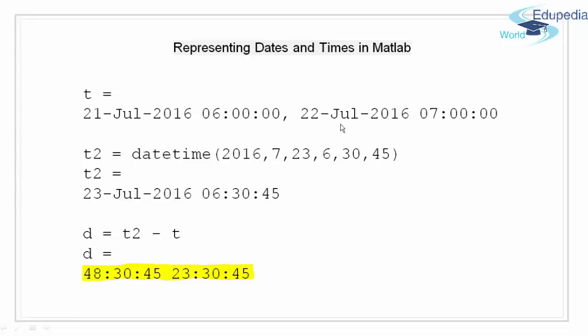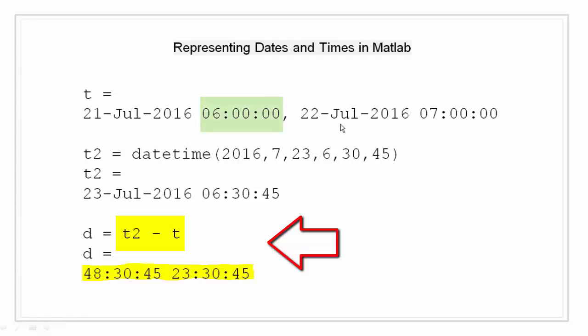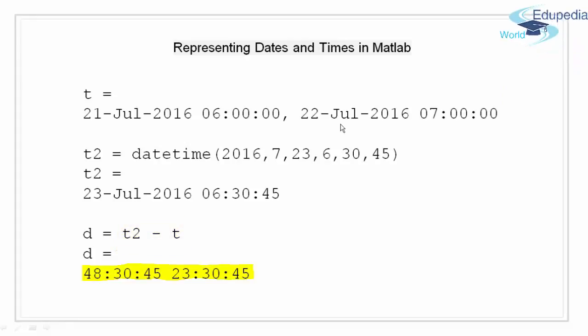Continuing on the same, arithmetic operation on dates and times is also one of the best things about Matlab. Here I am subtracting a randomly created date t2 from our original time. So we have a time of 0600 hours on 21 July and 0700 hours on 22nd July. We are subtracting this from t2, that is 23rd July, with a time of 6 hours 30 minutes and 45 seconds. The subtraction will generate a two-value array of 48 hours and 23 hours as highlighted.